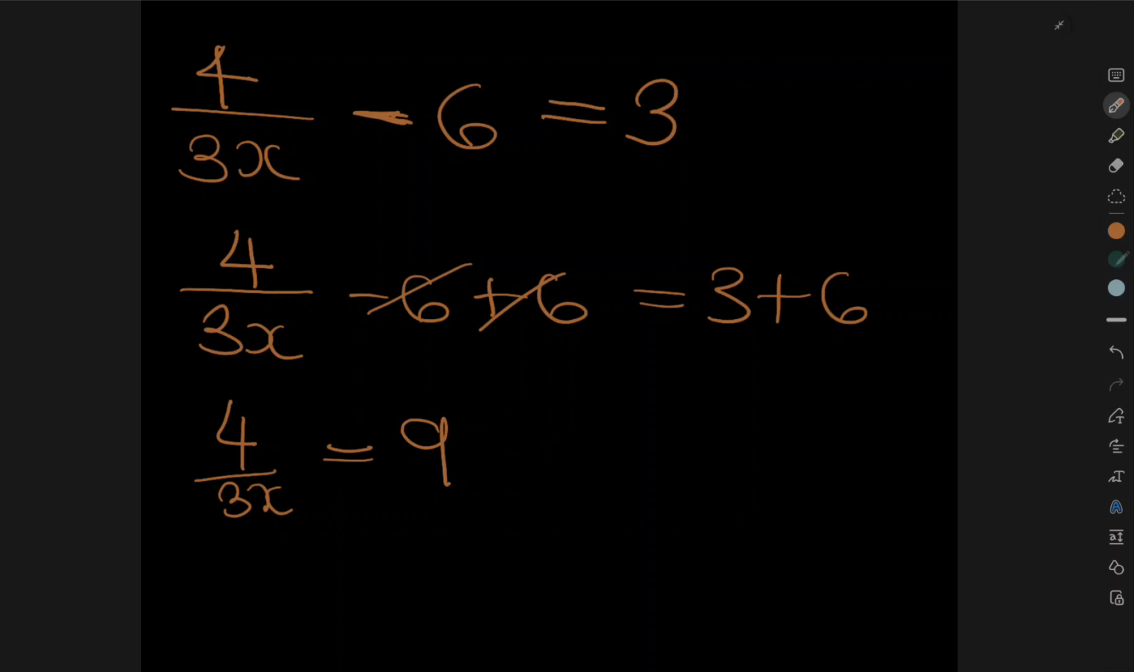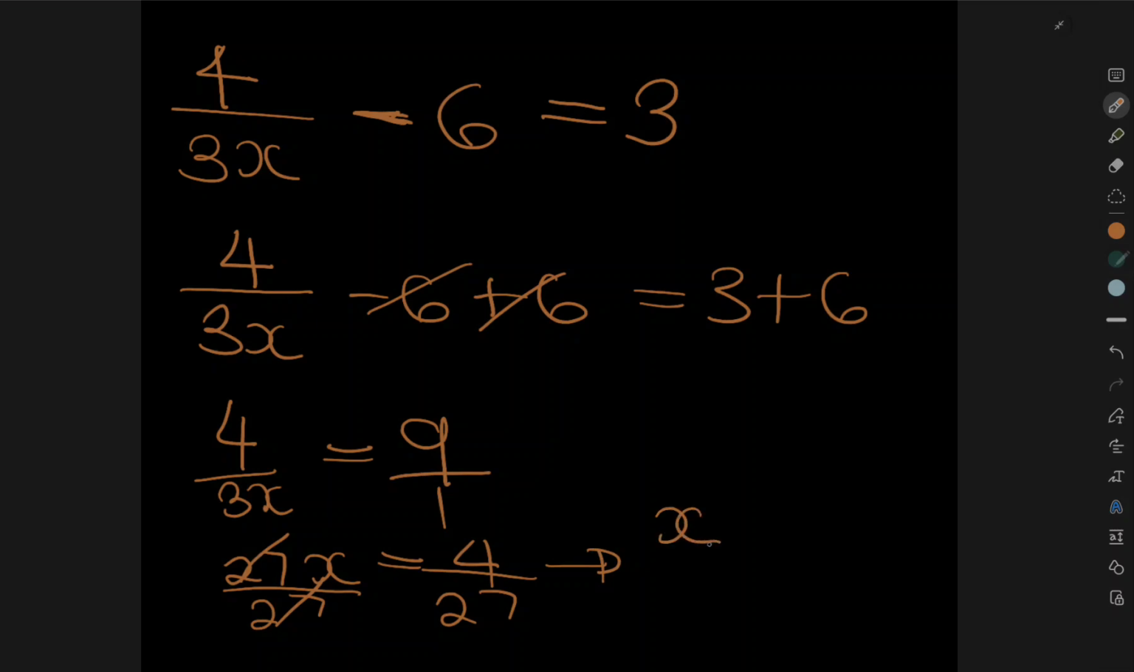And as I said, preferably in this situation, write 9 as 9 over 1 so that you're able to cross multiply. And if I cross multiply here, I have 3x times 9, that will give me 27x, and 4 multiplied by 1 will give me 4, right? And for me to get rid of the 27, I need to divide both sides by 27, and that will lead me to x is equal to 4 over 27, right?